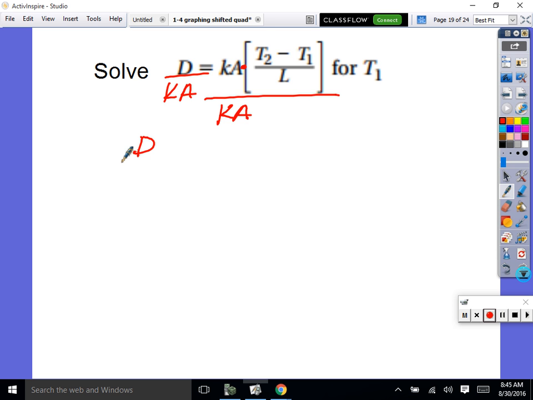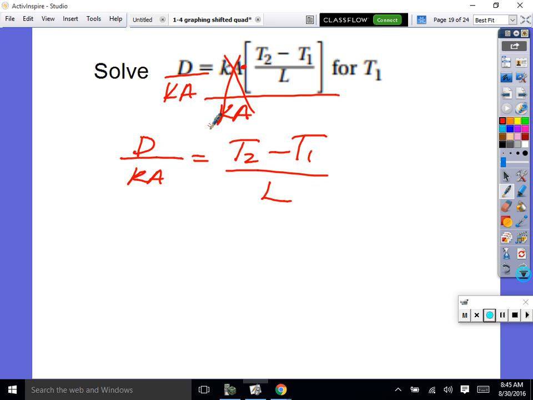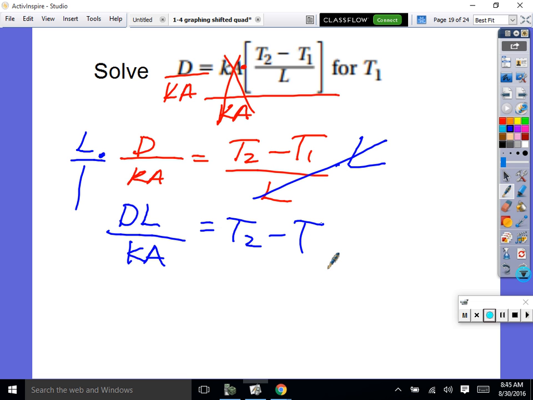So we have D over KA is equal to T2 minus T1 all over L, right? KA is over here. The KA is divided out, right? Now multiply both sides by L. When you multiply fractions, you multiply straight across. That's L over 1, right? So DL is on top, all over KA times 1, which is just KA. Are we all comfortable? That's equal to, our L is divided out, T2 minus T1. We're solving for T1.